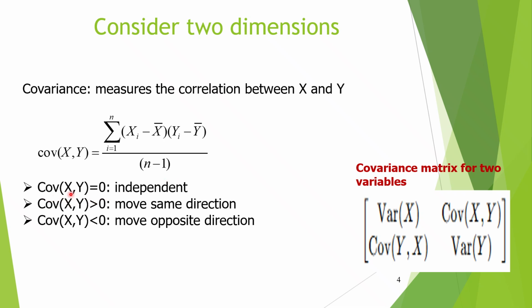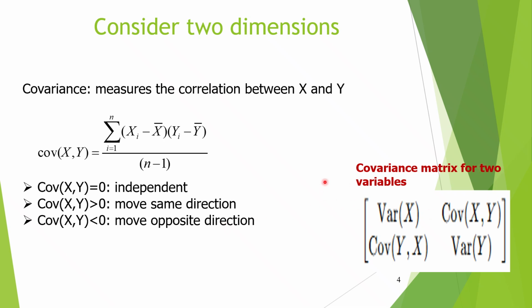So if covariance of xy is equal to 0, it means that the two variables are independent. If covariance of xy is greater than 0, it indicates that both the attributes move in the same direction. If it is less than 0, it indicates that both the variables move in opposite directions. That is, when one variable's value is increasing, the other variable's value decreases.